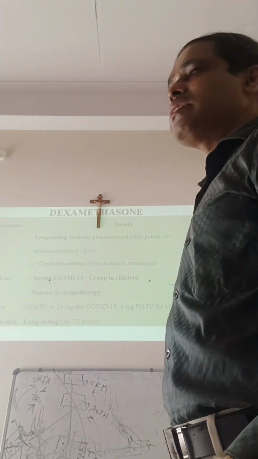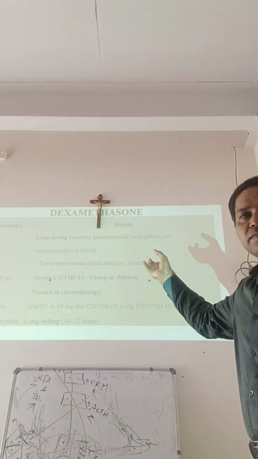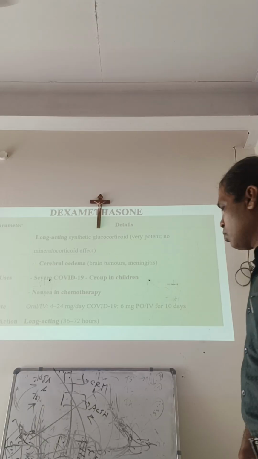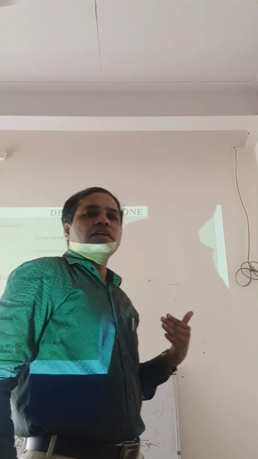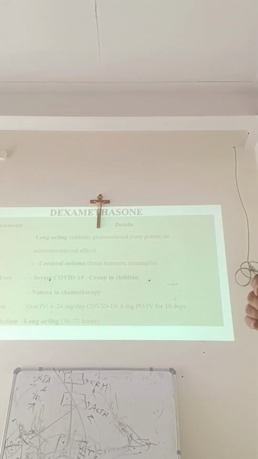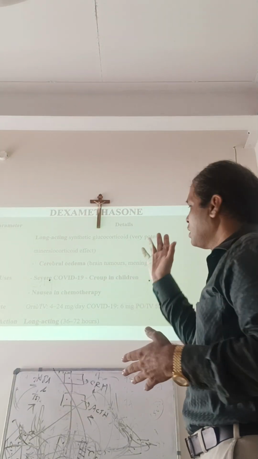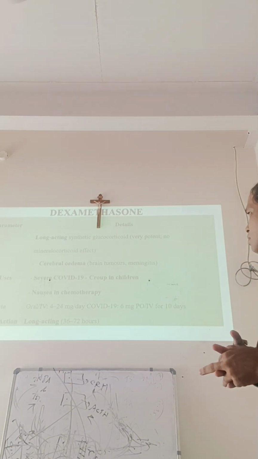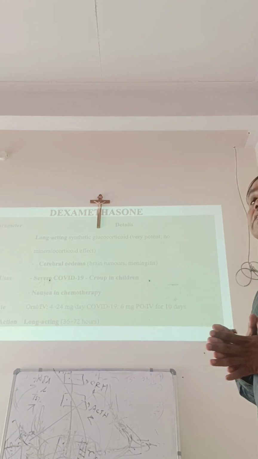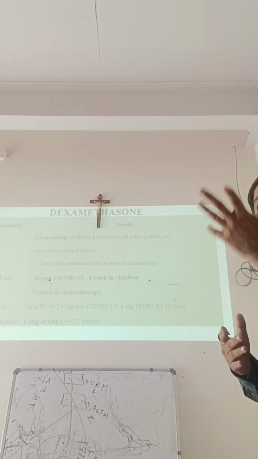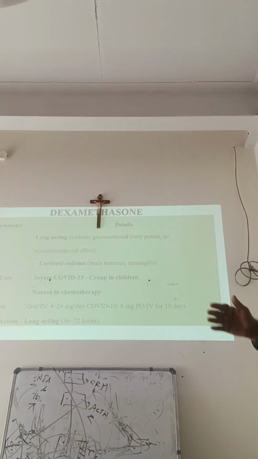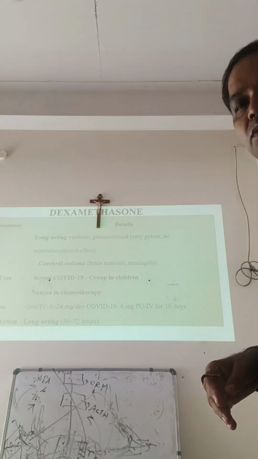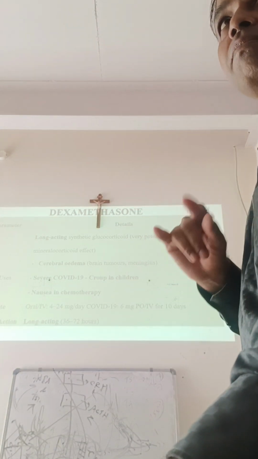Come to the next one, dexamethasone. This is long acting. I told you they use this even in severe COVID-19. Dexamethasone is used for cerebral edema and nausea in chemotherapy. Whenever you start an anti-cancer drug, the patient has excess nausea and vomiting, so they use this drug, dexamethasone. Oral and IV, and it acts for 36 to 72 hours. If you take one dose, it acts for 3 to 4 days. Per oral or IV, it can be given for 10 days. This drug, dexamethasone, is very important, available as tablets and injection.